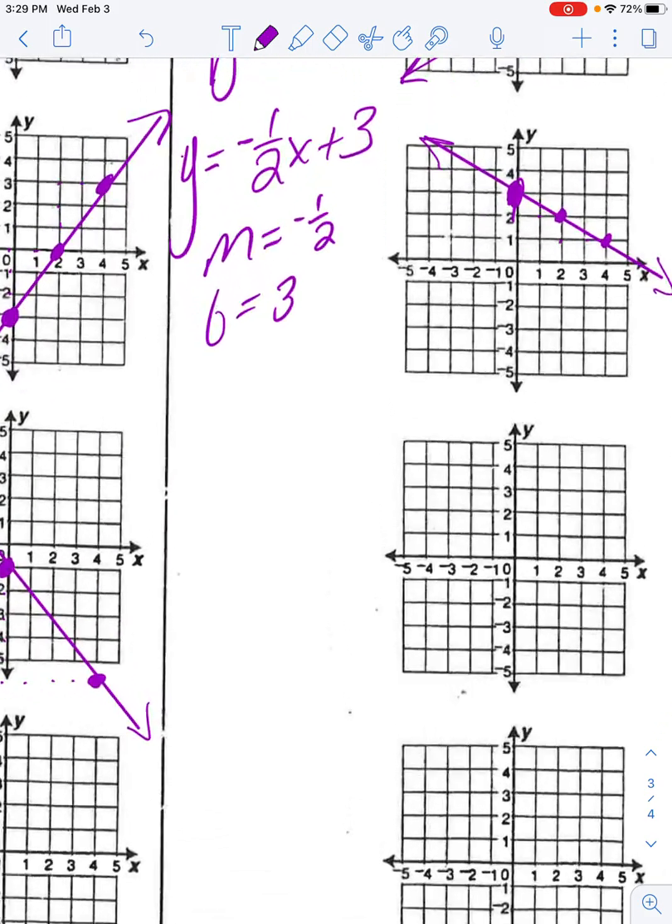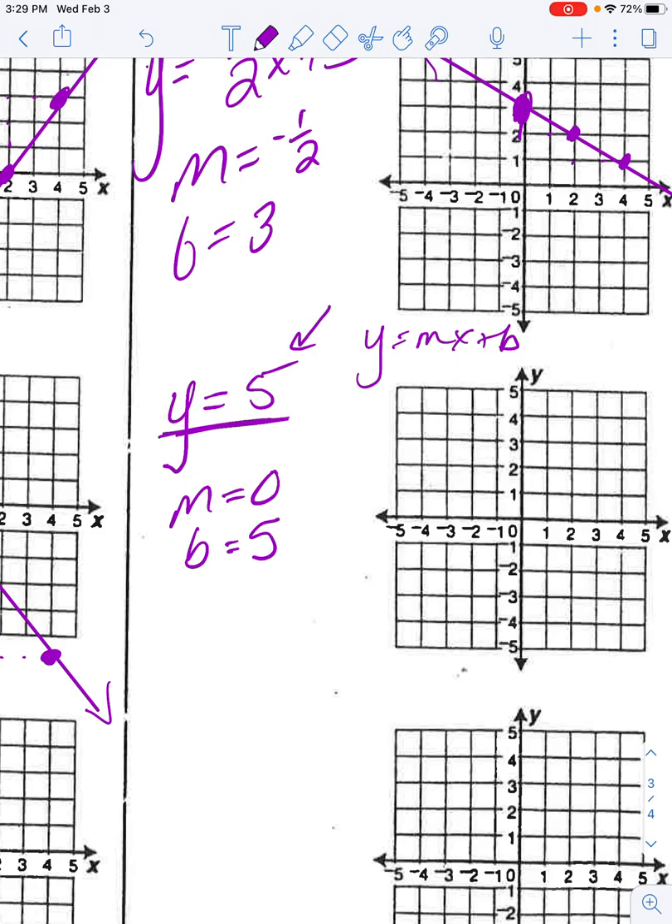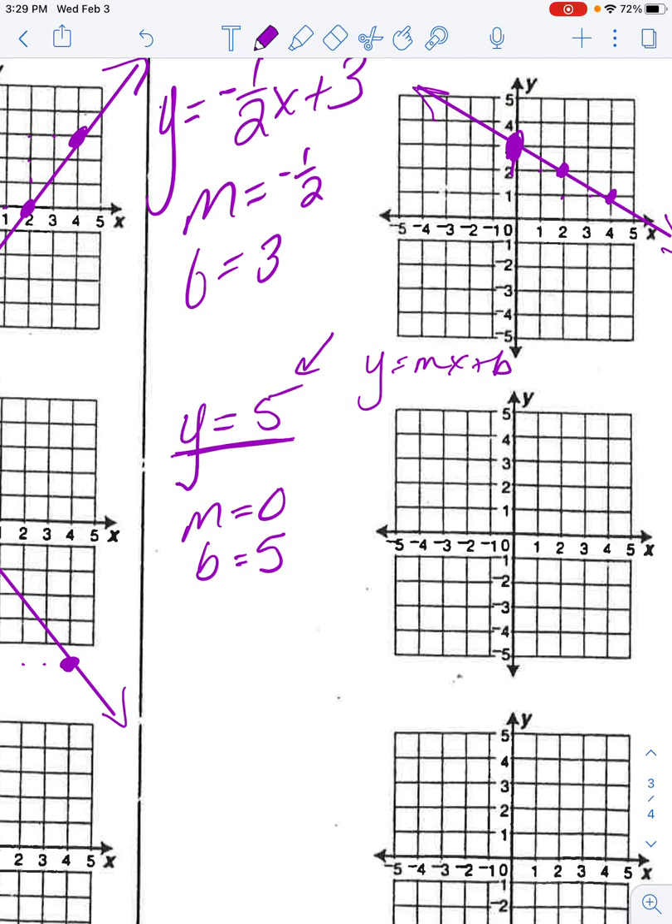Let's do 2 more. What if it says y equals 5? Think of the formula, y equals mx plus b. Okay, your y-intercept is b. So slope, 0. Y-intercept, 5. So we're going to start at 5 on your y-intercept. Think of HOY, H-O-Y, it's got that y. That's a horizontal line.